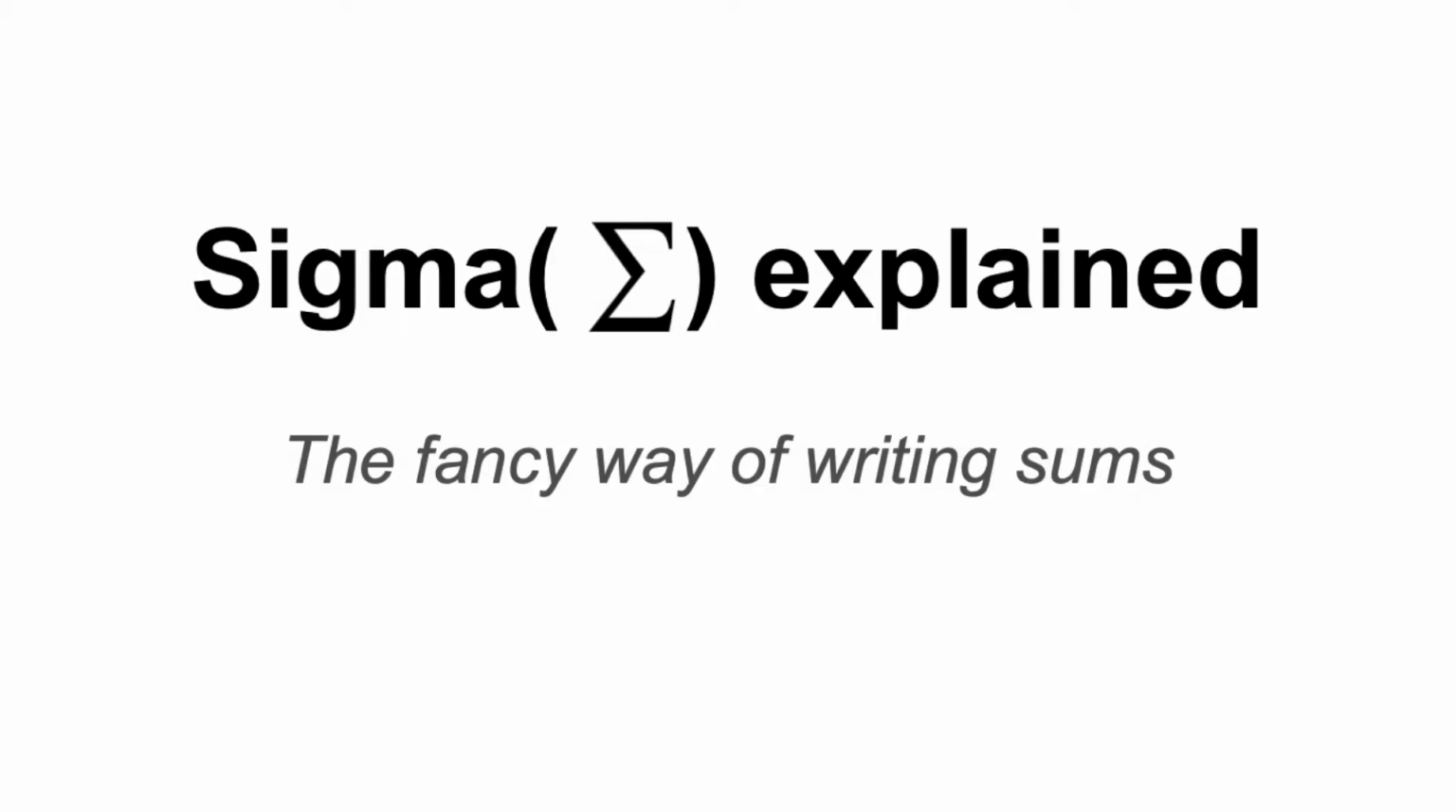Let's explain the sigma, the fancy way of writing sums. So what does a sigma look like? Well, you have an index on the bottom, a stop value on top, and an expression on the right. Let me clarify what these all mean.